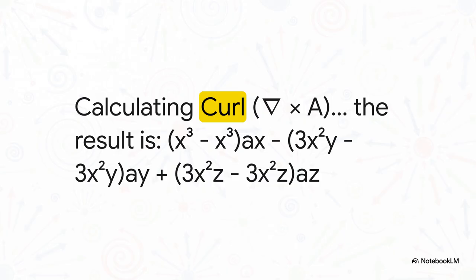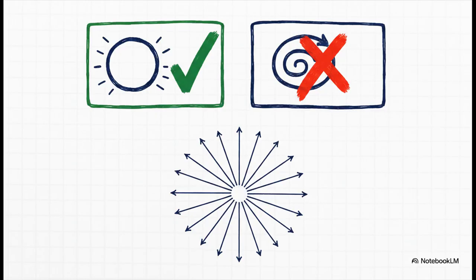On to question 2, does it have any swirl? We've got to calculate the curl. Now this involves working out that big matrix determinant with all the partial derivatives. But when you actually work through the math, just look what happens. The x component is x cubed minus x cubed. The y component is 3x squared y minus 3x squared y. You can see where this is going. And bam, every single term cancels out perfectly. The curl of this field is the 0 vector. So we have our second answer. Nope, this field has no swirl. It is irrotational, which also means it's what we call a conservative field. So our final classification: this field has sources, but it has no swirl.